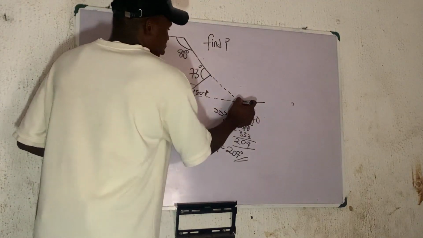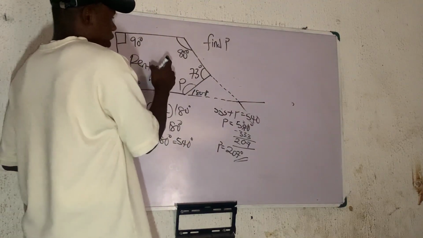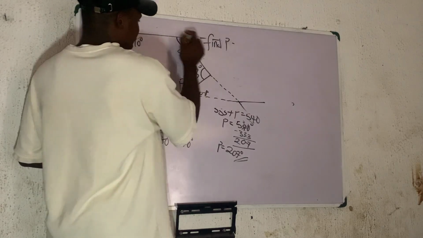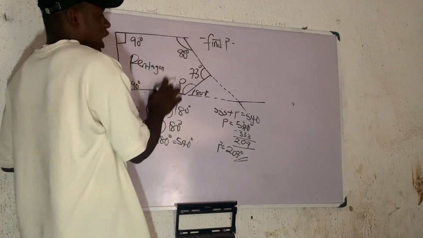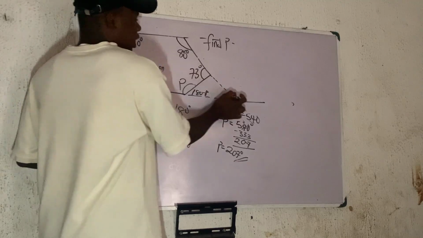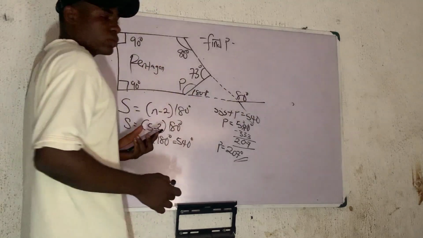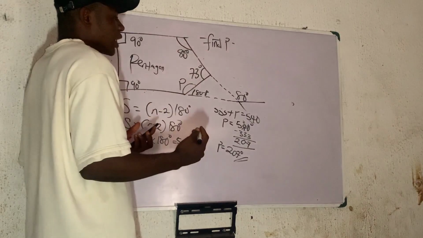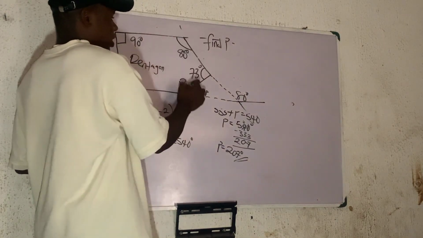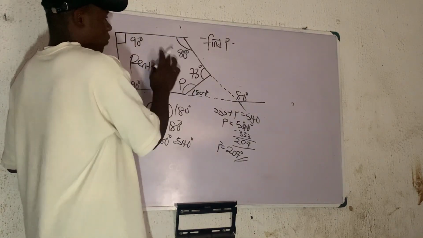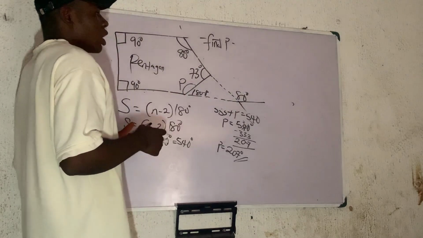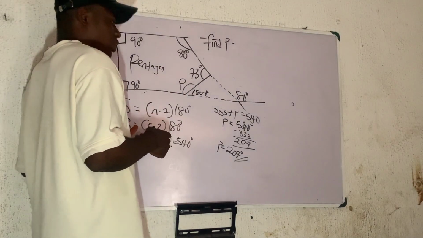Now I'll look at this one. If here is 80 degrees and these two lines are parallel, here has to be 80 degrees. Reason: alternate angles are equal, because these two lines are parallel and this is a transversal. If here is 80, here has to be 80 because they are alternate angles.